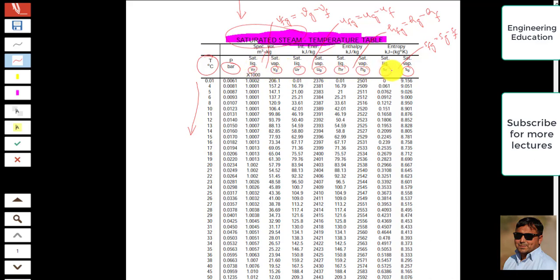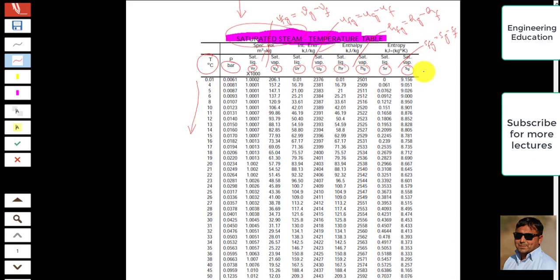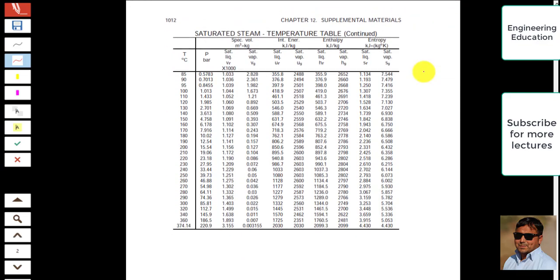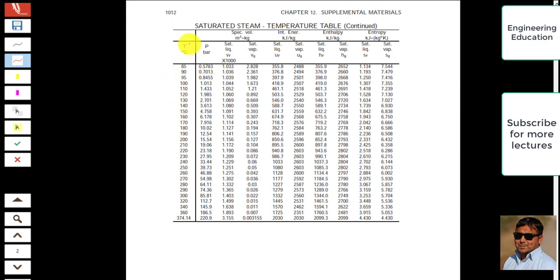So we have these notations. For compressed liquid and for superheated steam, we don't use these notations. We only use simple notations, small v, u, f, g. So going down and noting the values in the temperature table, temperature in degree centigrade, finally 374.14 degrees centigrade, pressure is 220.9 bar. All values are mentioned and their respective units are given over here.